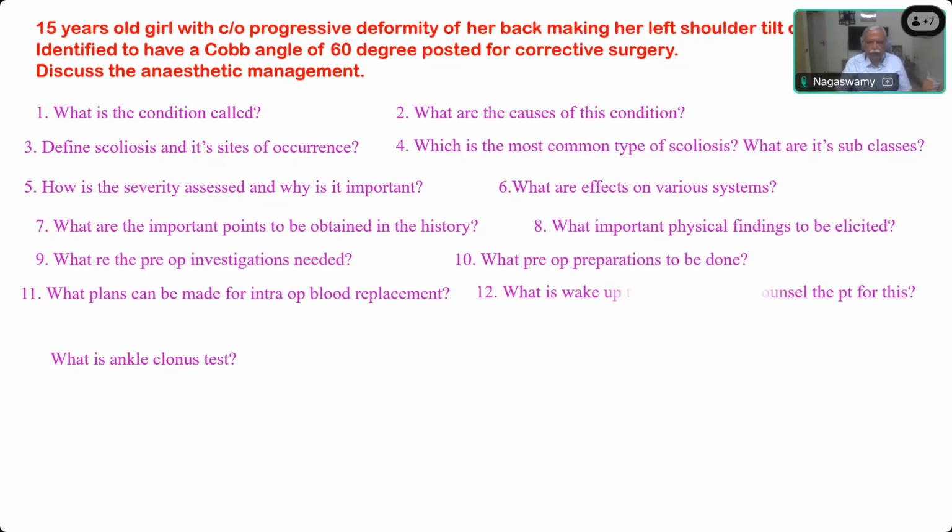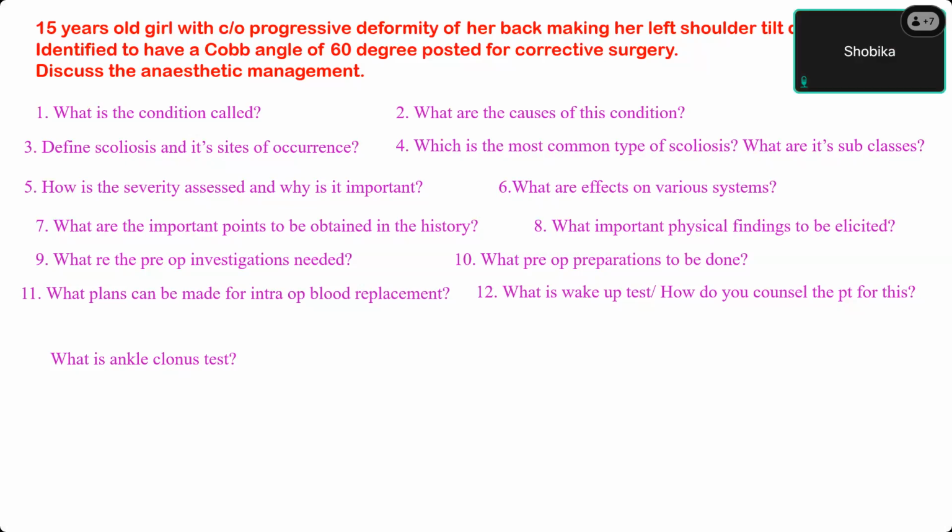Okay? Yes, sir. What is a wake-up test and how do you counsel the patient for this? Of course, you have answered all that. So exactly how do you do the wake-up test? Sir, we have done the counseling. You have told what points you have told already is sufficient: to tell the patient that you will be made awake during the surgery and you will be asked to do something, but you won't have pain. But how exactly do you practically do this test?